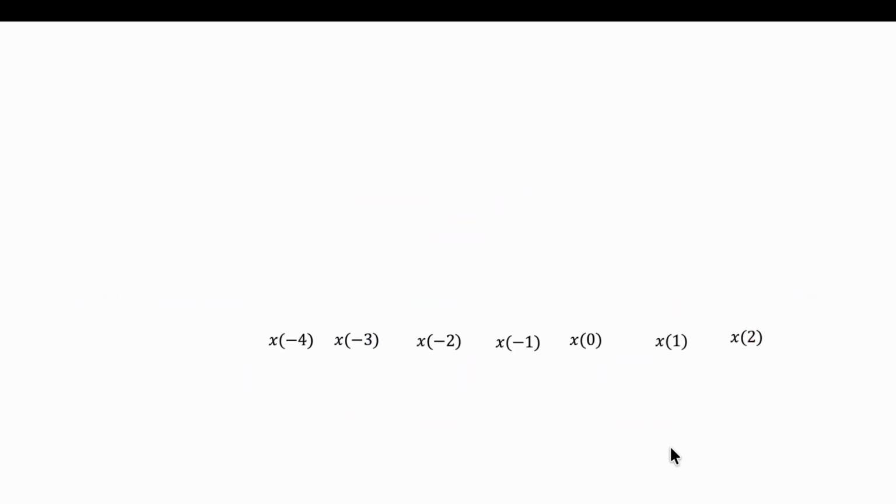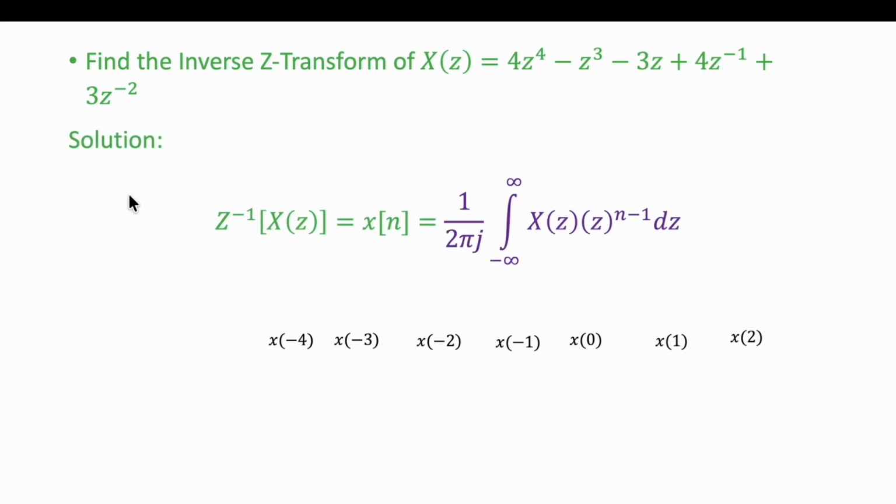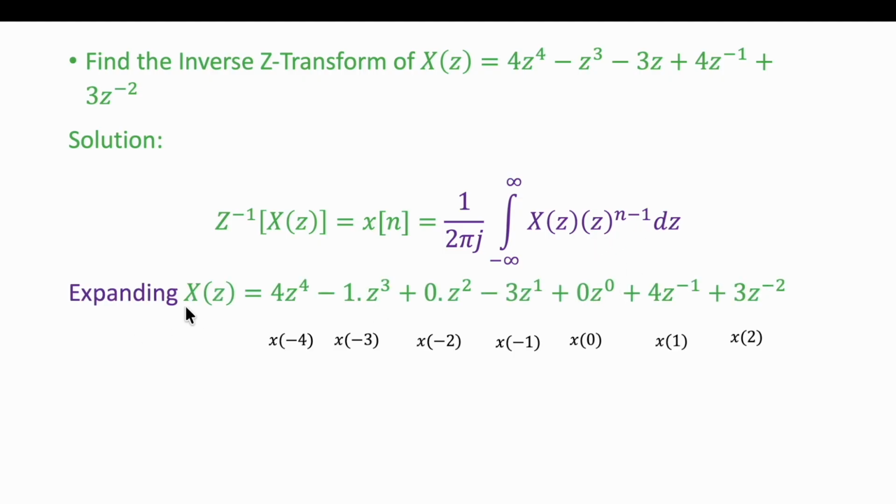Then there is another question: find the inverse z transform of x of z is equal to 4z^4 minus z^3 minus 3z plus 4z minus 1 plus 3z minus 2. So you know the inverse z transform is equal to 1 over 2 pi j, the integral whose limit varies from minus infinity to infinity, of x of z raised to power n minus 1 dz, and you can expand that in this format.